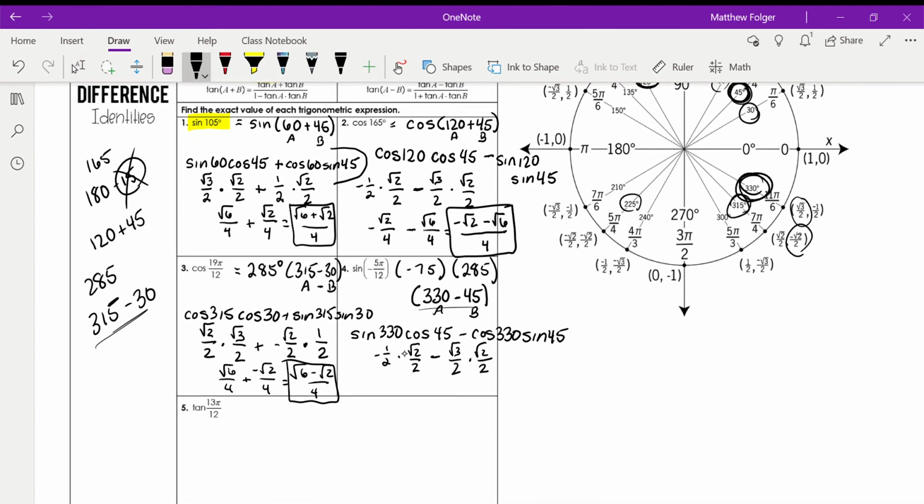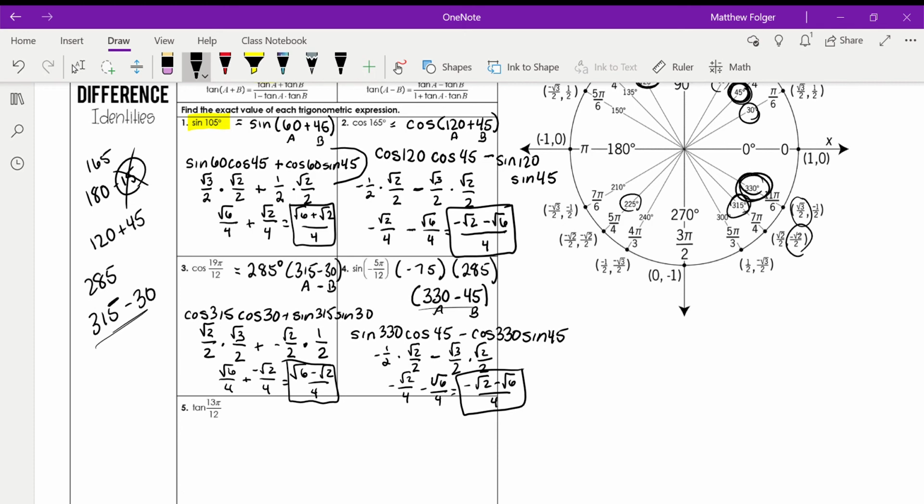So negative square root of 2 over 4 minus square root of 6 over 4, which is negative square root of 2 minus square root of 6 over 4. And again, if I went a little bit quick there, it's the same as the other ones, but you can always pause it and come back to it.